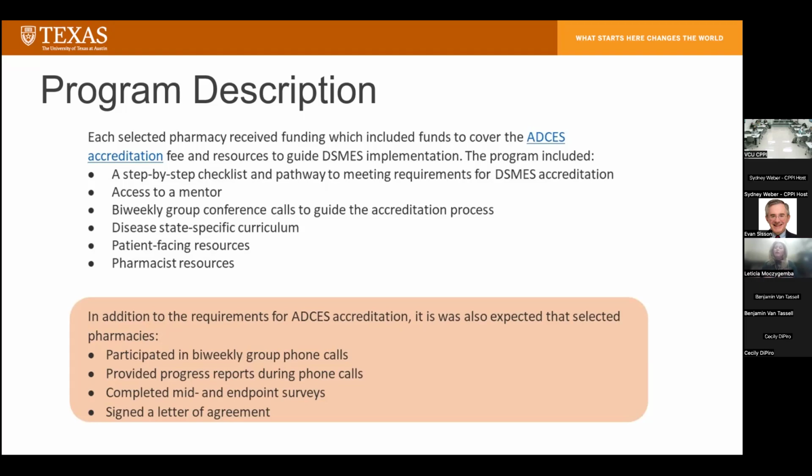As part of the program, with the grant funds, each of the selected pharmacies would receive funds to cover the ADCES accreditation fee, which is about $1,100. We would also develop and provide resources to guide implementation. The program included a step-by-step checklist for how a pharmacy could meet the requirements for DSMES accreditation, and access to a mentor, Angelina Tucker. She is an expert in DSMES, and she provided both group mentoring and one-on-one mentoring when needed.